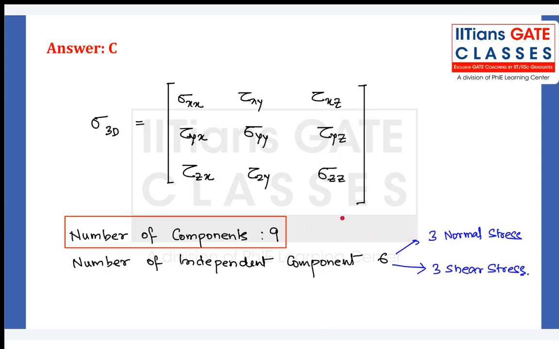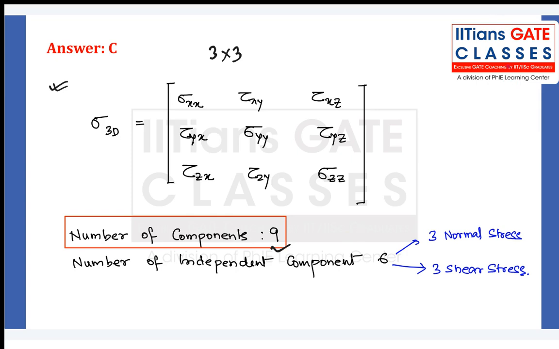So all of us know that the three-dimensional stress tensor is written like this. This is a 3x3 matrix, right? So how many elements are there in this stress tensor? There are 9 elements, that is 3x3.